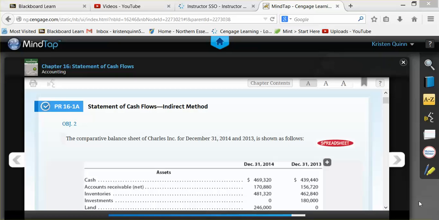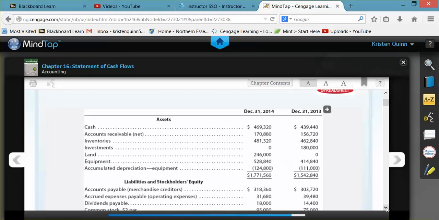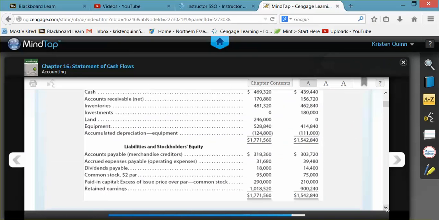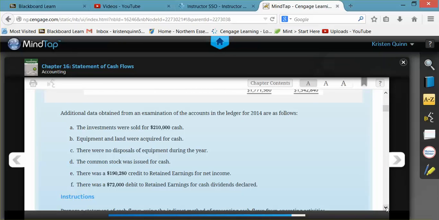At the bottom, they give us some additional information. They tell us the investments were sold for $210,000 cash, that equipment and land were acquired for cash, that there were no disposals of equipment during the year, the common stock was issued for cash, there was a $190,280 credit to retained earnings for net income, and that there was a $72,000 debit to retained earnings for cash dividends declared. And again, we're putting together a full statement of cash flow using the indirect method.